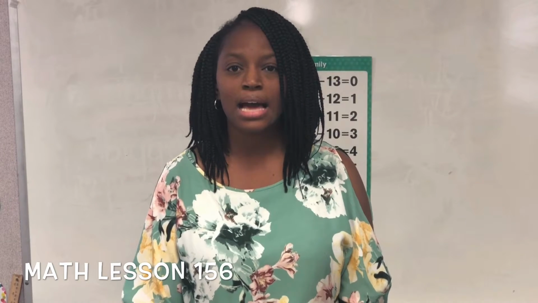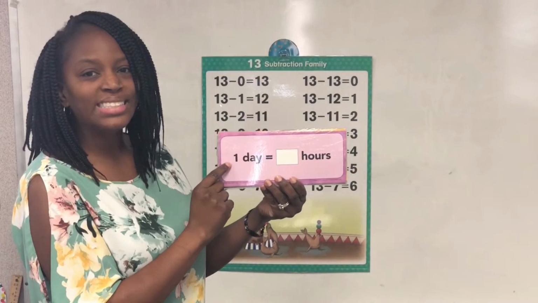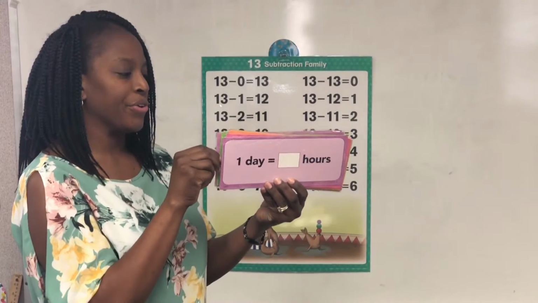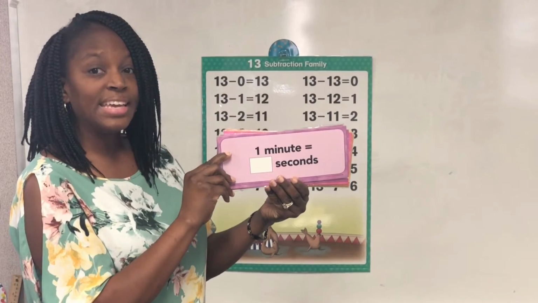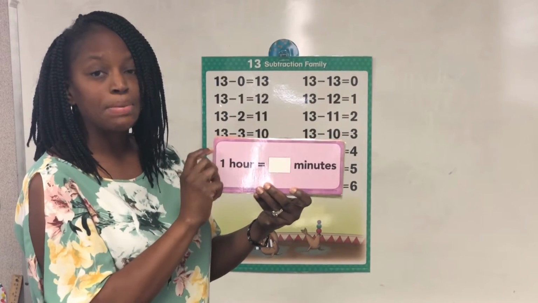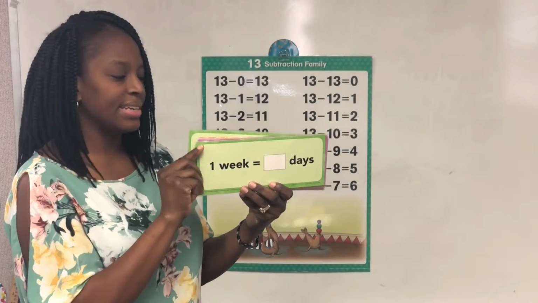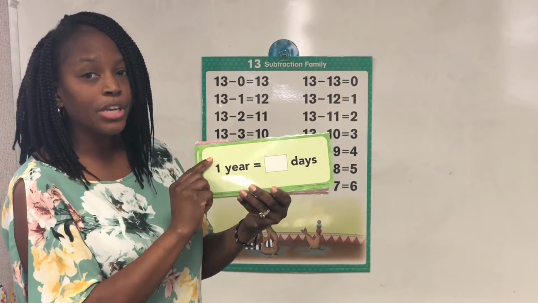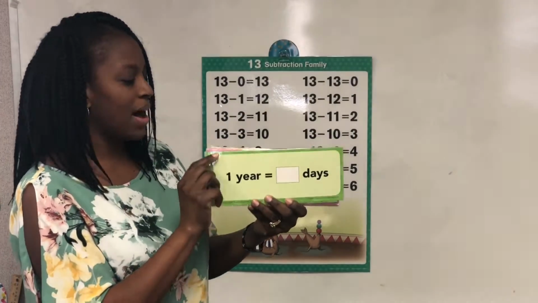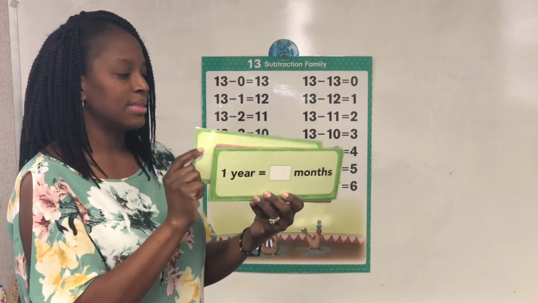Today is lesson number 156. Boys and girls, let's review our measure sentences. 1 day equals 24 hours. 1 minute equals 60 seconds. 1 hour equals 60 minutes. 1 week equals 7 days. 1 year equals 365 days. 1 year equals 12 months.